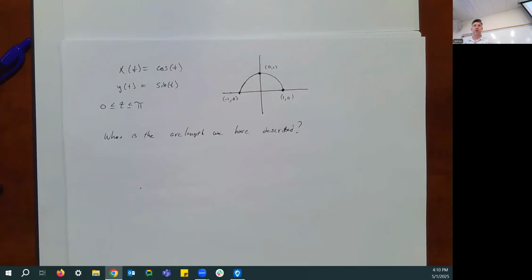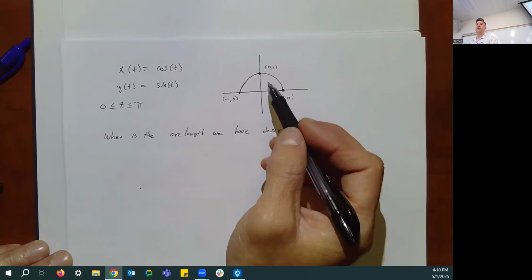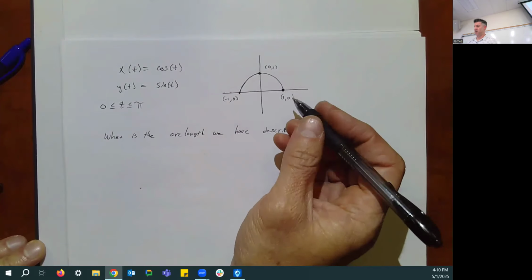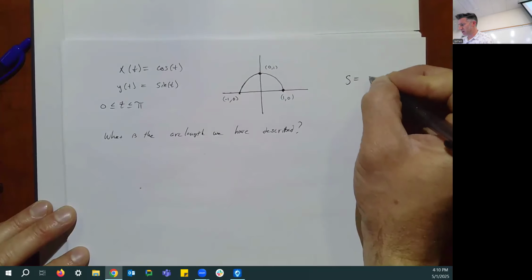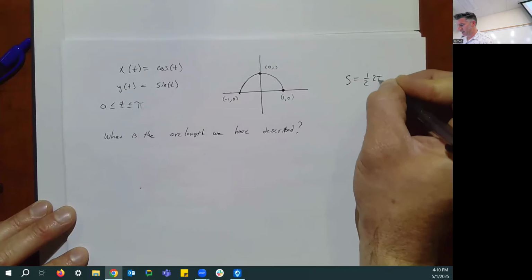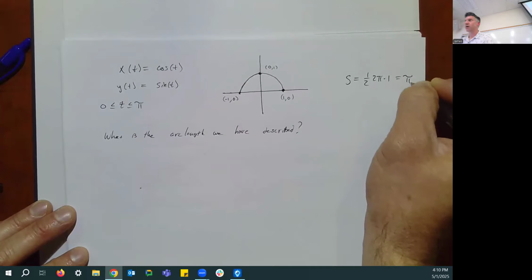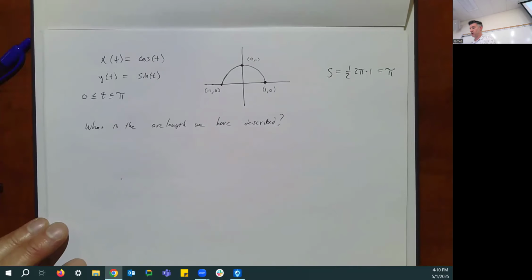Well, we already know the answer, right? The circumference of a circle is 2 pi times the radius. So the arc length of half of a circle is just going to be half of 2 pi times the radius. So we're expecting our arc length to be 1/2 of 2 pi times 1, which is just pi. Let's see if this is borne out.